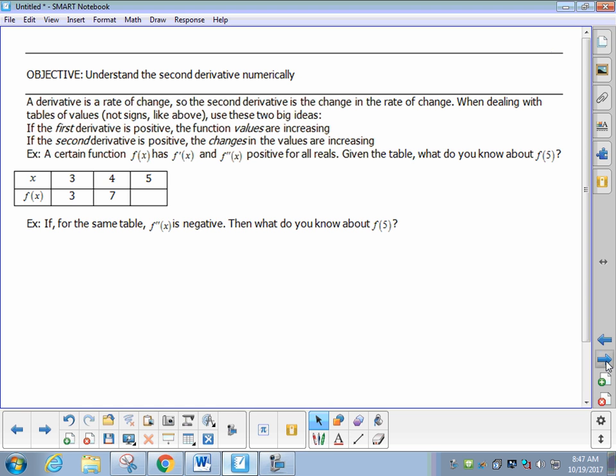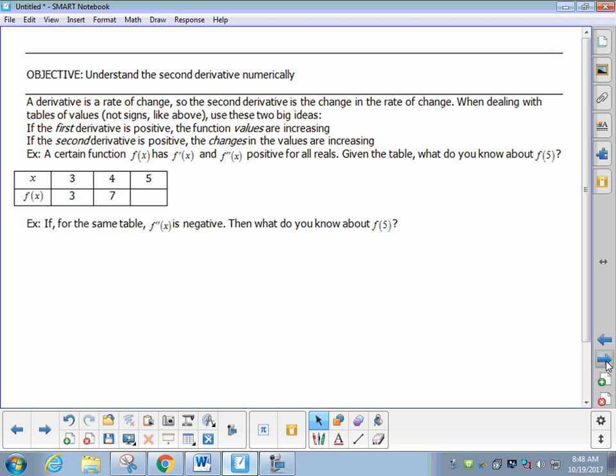However, you don't always have the graph to look at. So you could also think of the second derivative as the change in the change. The first derivative is change, the second derivative is change in the change. When dealing with a table of values, not like numbers, not signs like above, then use these two big ideas. If the first derivative is positive, the function values are increasing. That's not new. We know that when the derivative is positive, the function is increasing, right? What is new is if the second derivative is positive, then the changes for the first derivative are increasing.